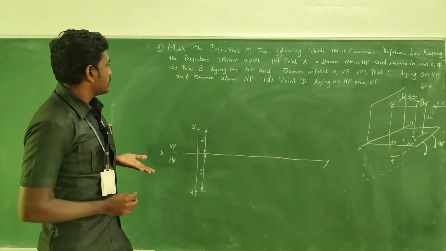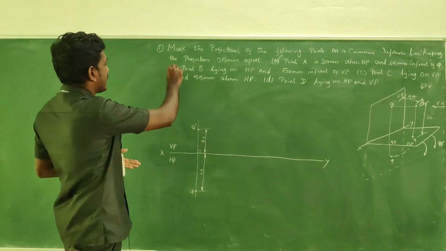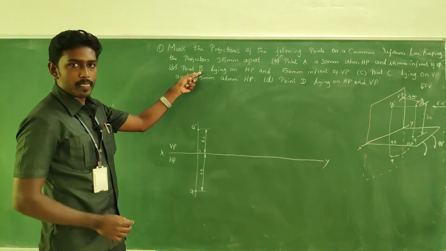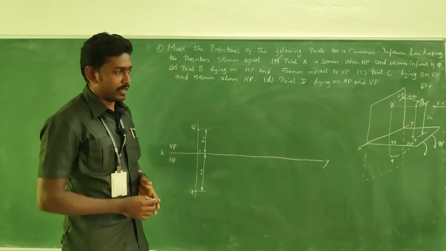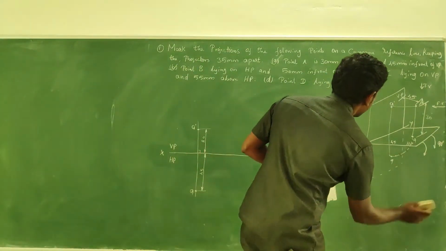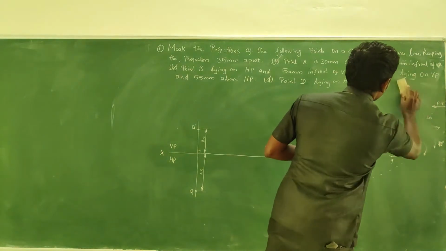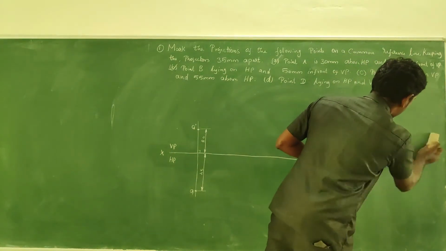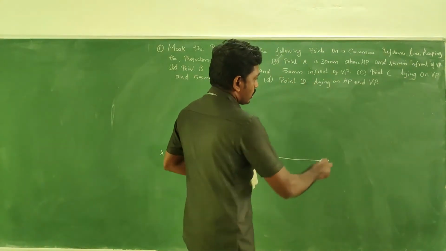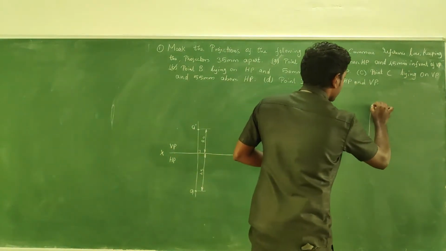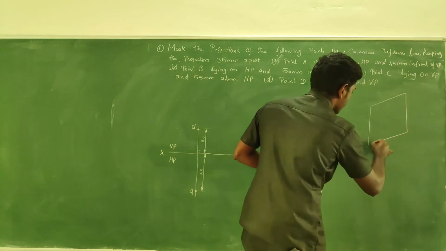Okay. Now just concentrate on the second case, point B, which is lying on HP and 50 mm in front of VP. So take the rough diagram. Let's draw the quadrant. So this is the first quadrant.